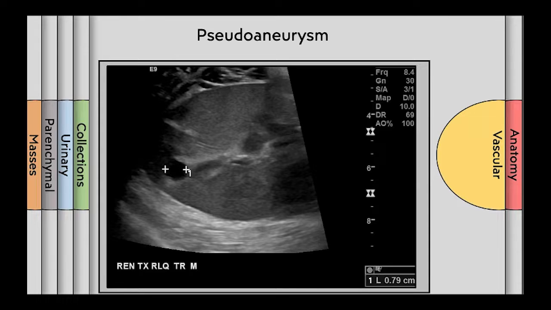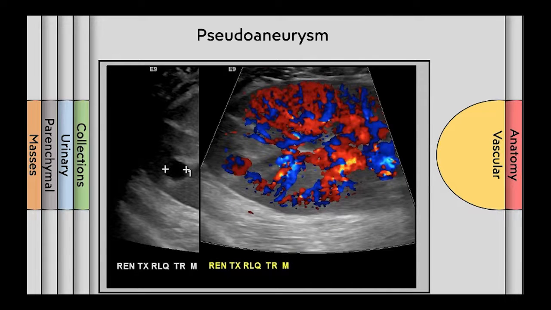Here is a case of a cyst-appearing structure in a transplanted kidney. However, when Doppler is applied, you can see that it is a vascular structure with the classic yin-yang sign depicting this intraparenchymal pseudoaneurysm.